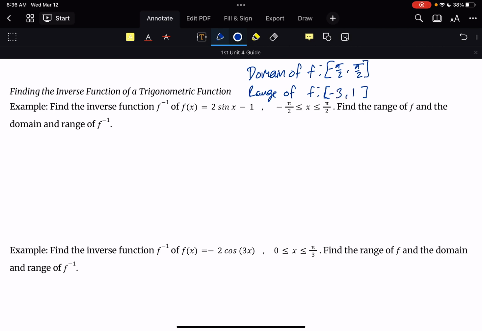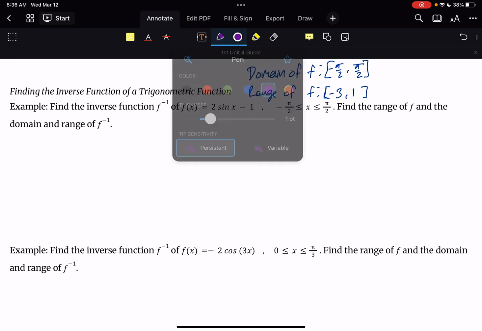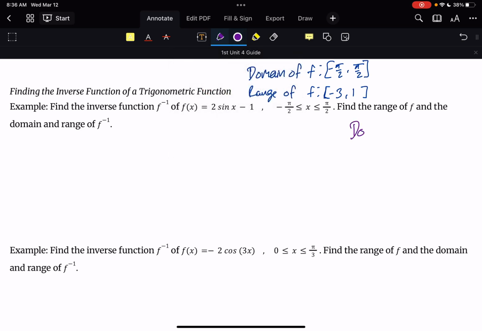So remember, the domain and range flip between the function and its inverse. So we know right off the bat that the domain of the inverse function is going to be negative 3 to 1. And the range of the inverse function is going to be negative pi over 2 to pi over 2. And now we just need to find the function itself.